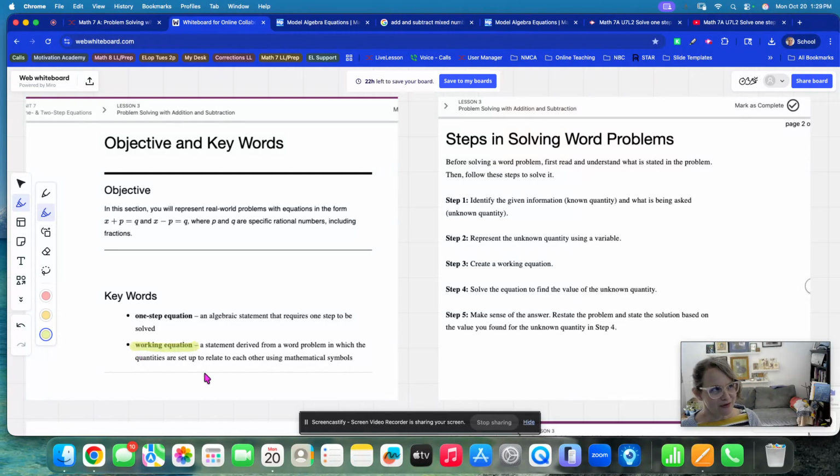equation. I used to call this a word equation. I didn't know it had another name. But that's step 3, create a working equation. So that's the part I really want you to pay attention to.